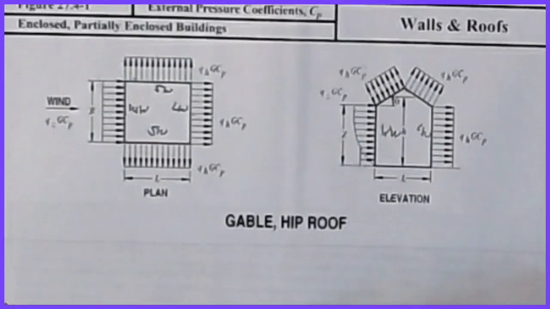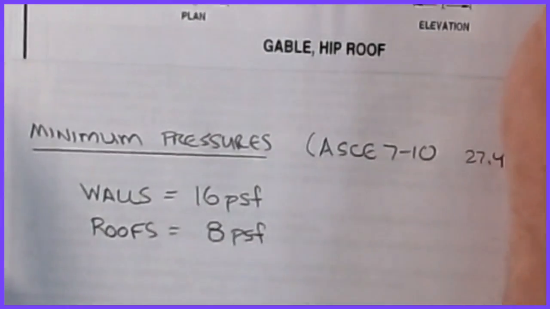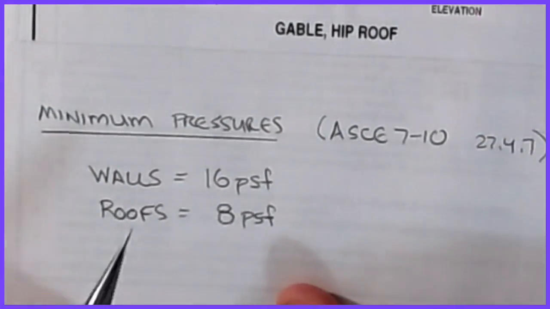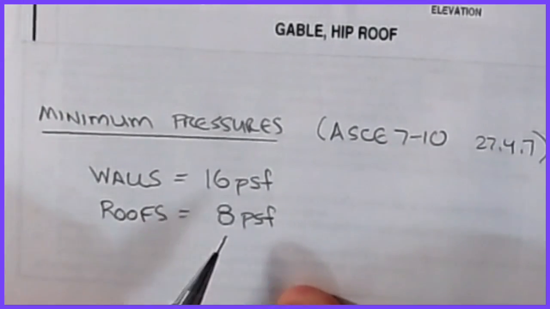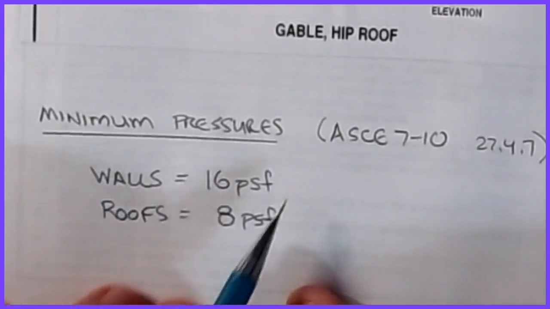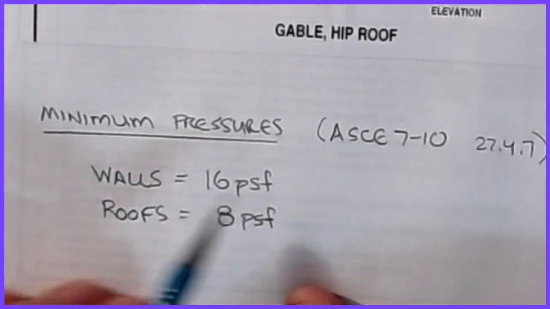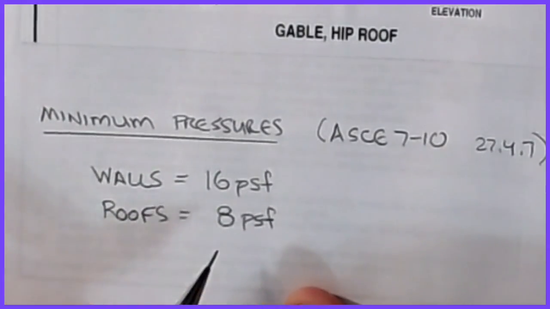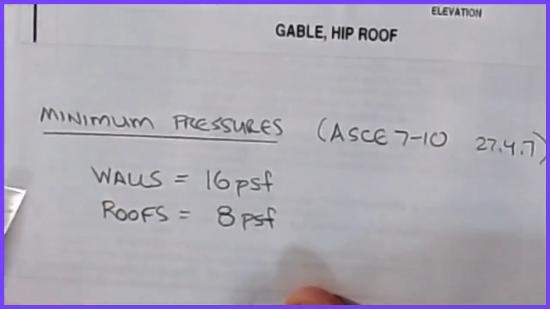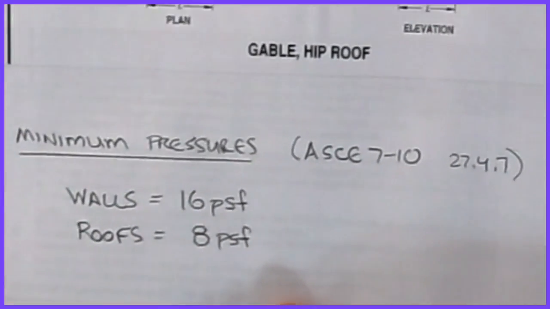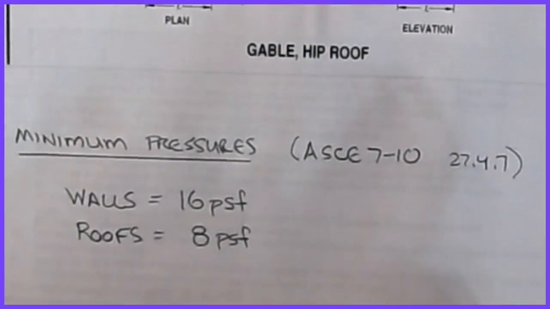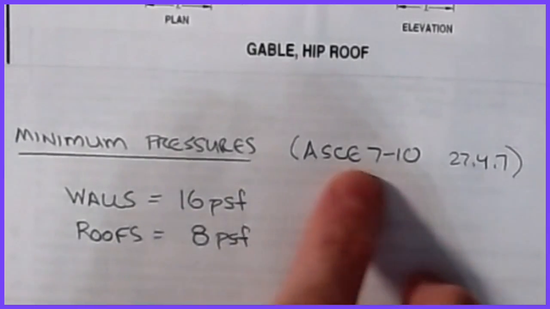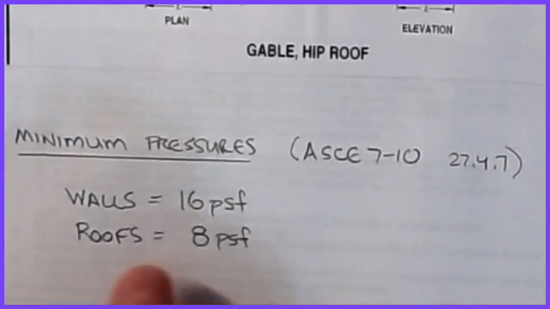Okay, now there are some minimum pressures. For walls, we don't reduce the wind pressure to less than 16 psf, and for roofs, we don't reduce it to less than 8. These will always be some minimums that we'll be dealing with. For most of the problems we deal with, we won't get into cases that hit these minimums, but this is the minimum that has to be designed for, and that's one of those one-line statements in ASCE 7-10 27.4.7. It's easy to overlook that one.